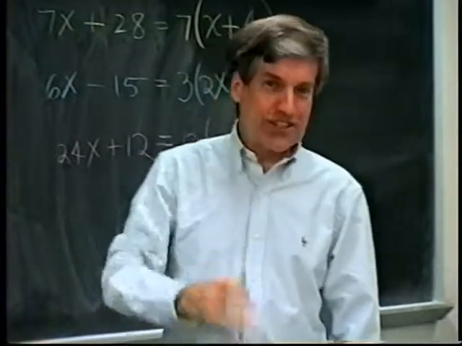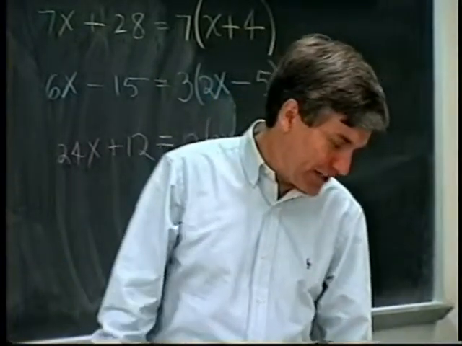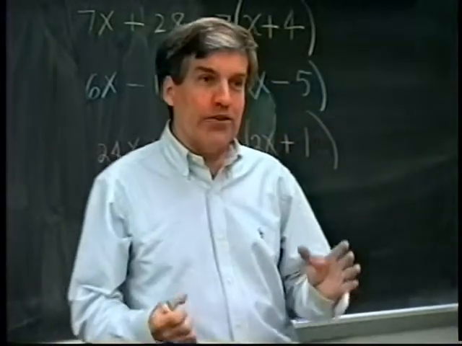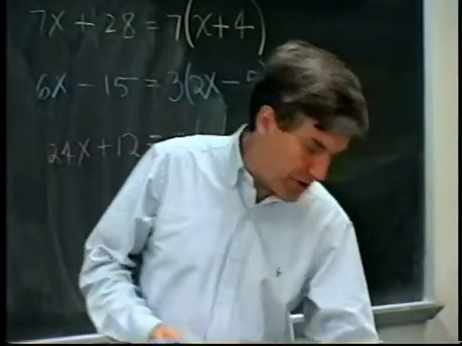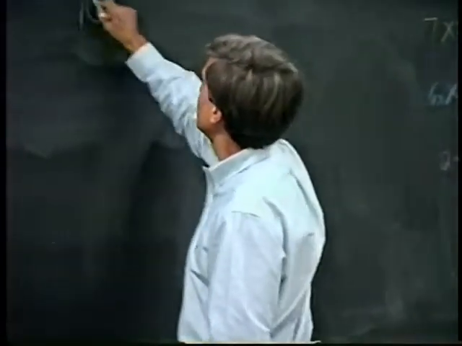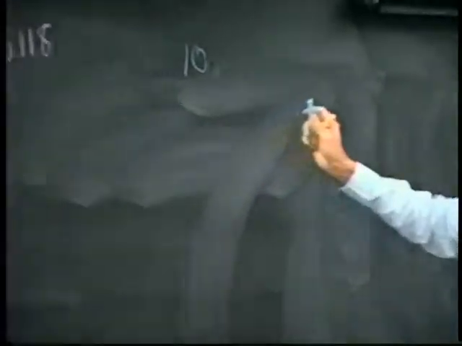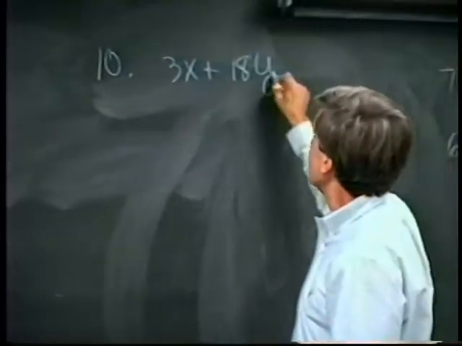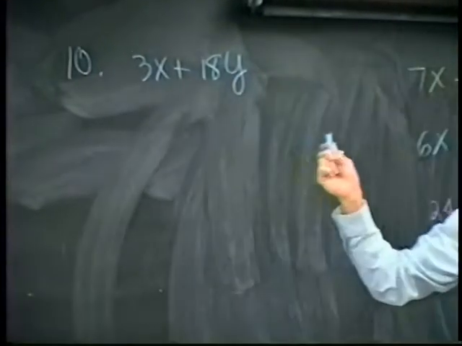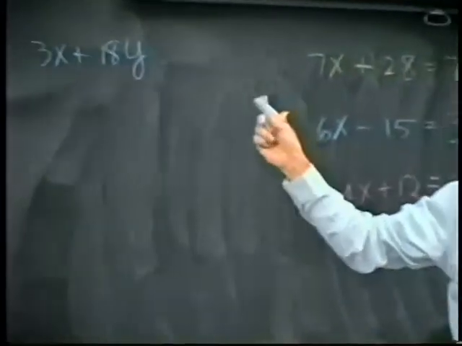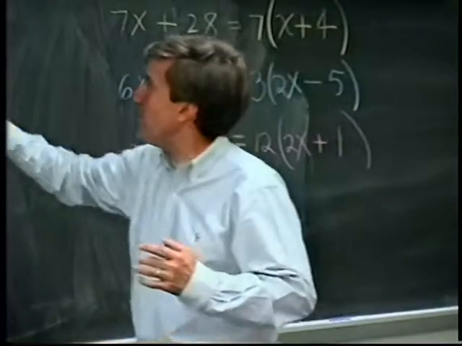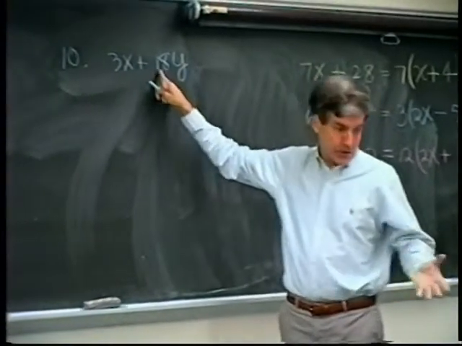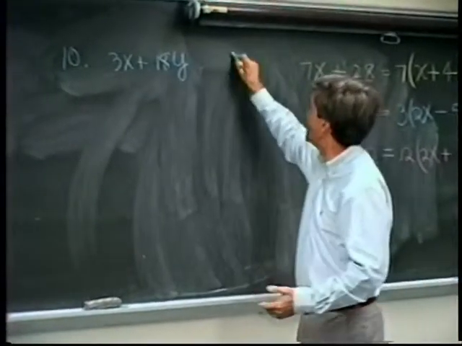All right, go to the next page, page 118 at the bottom of the page, and I want you to understand what these problems are calling for. Number 10, the problem says 3x plus 18y. And it asks you to find the common factor. This problem says find the common factor. What number divides into both of these? What would it be? 3. Okay, no, 3. That's the answer, is 3.